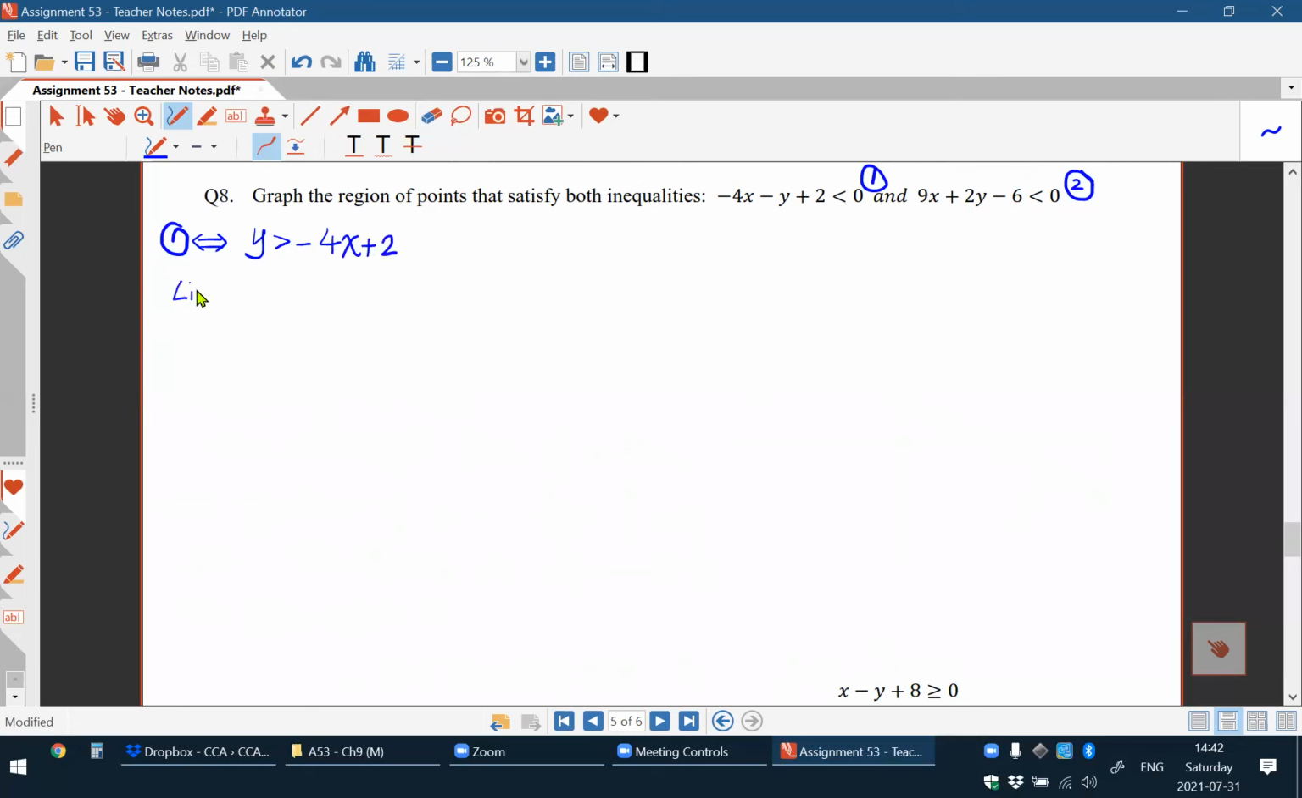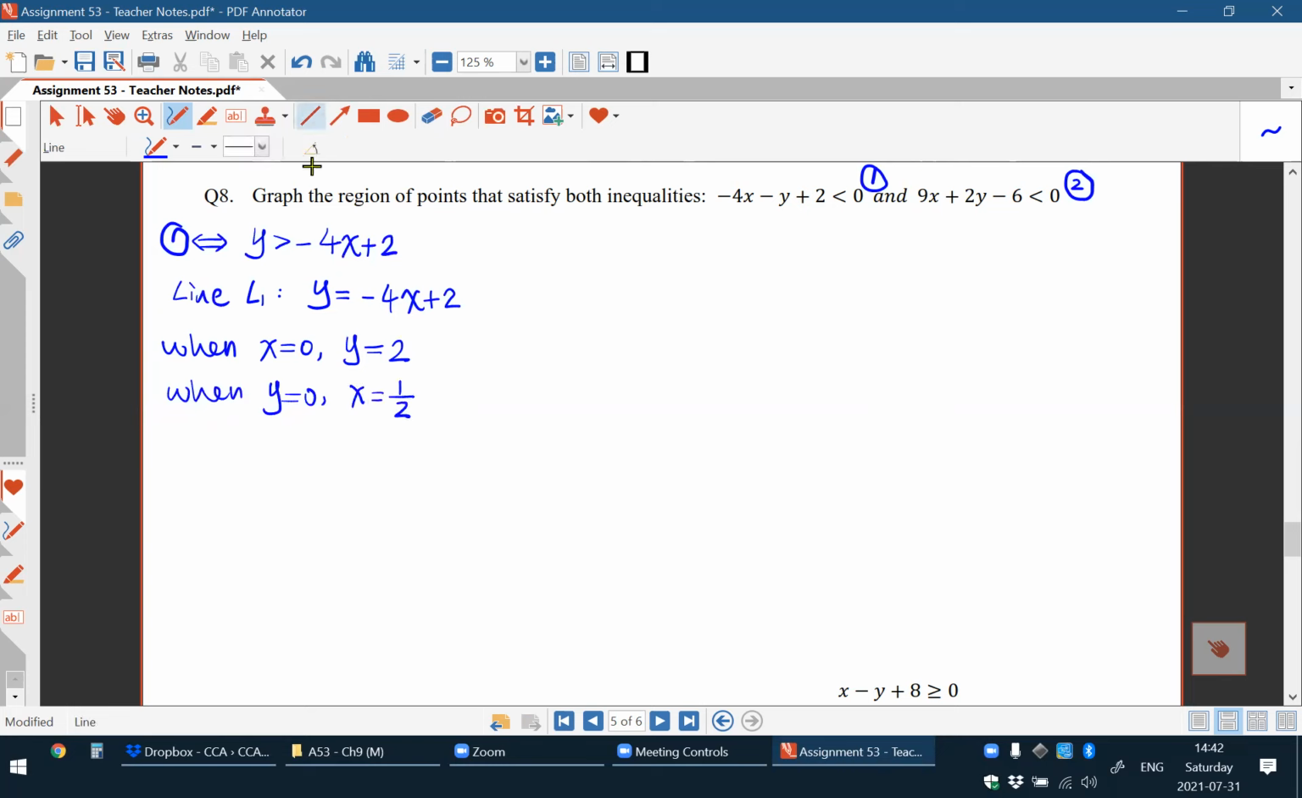And corresponding line 1. Remember that a line is always an equation. So the corresponding line 1 is, you can simply change the inequality symbol to an equality symbol: y is minus 4x plus 2, right? This is a boundary line. And in order to draw it, it's better to find its x and y intercepts. So when x is 0, y is 2. When y is 0, x is 1 over 2, right? Okay, now we can draw the line.